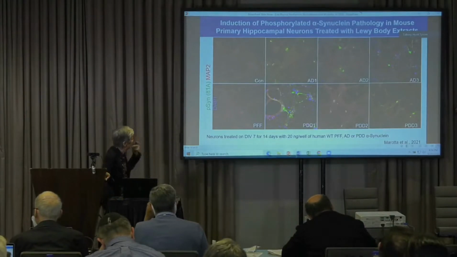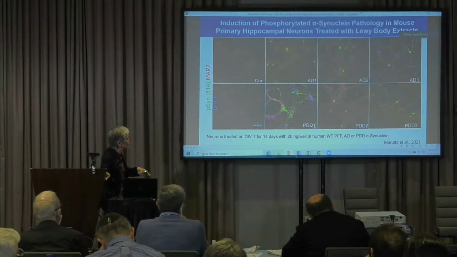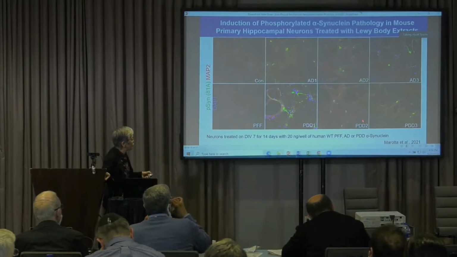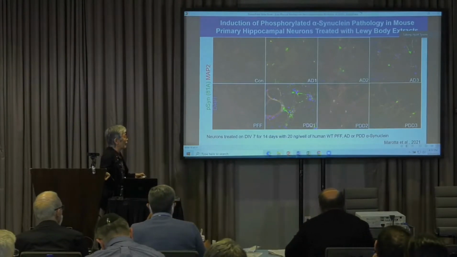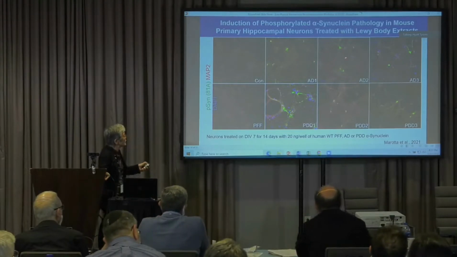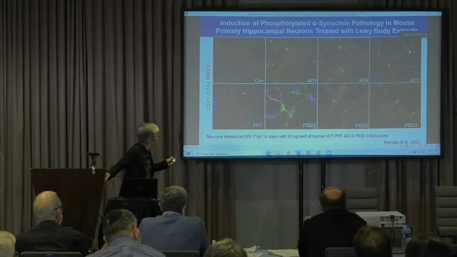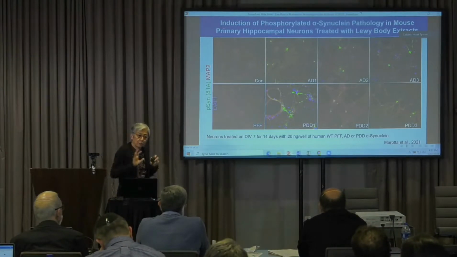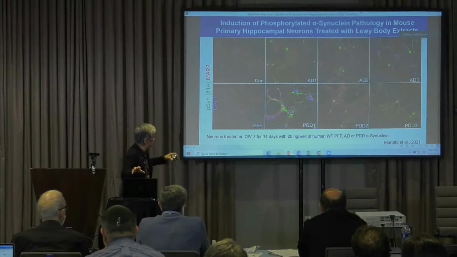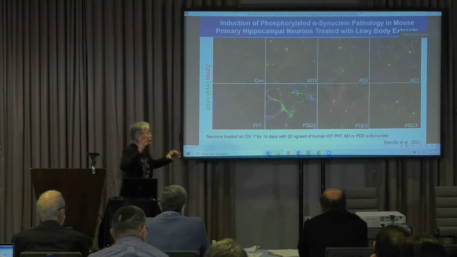And so we took that material, the AD case material and PDD case material, and we used a low concentration, only 20 nanogram, and then we incubated for about 7 days, okay? This is important because we are using the same concentration of preformed fibrils. The preformed fibrils are completely in vitro: recombinant alpha-synuclein protein from bacteria, and then we shake them and generate some fibers.